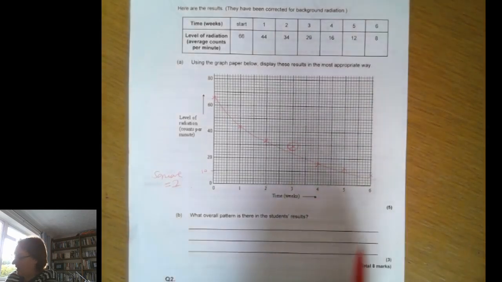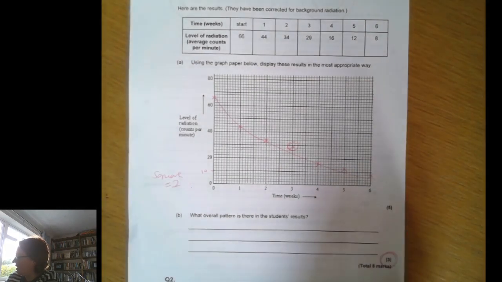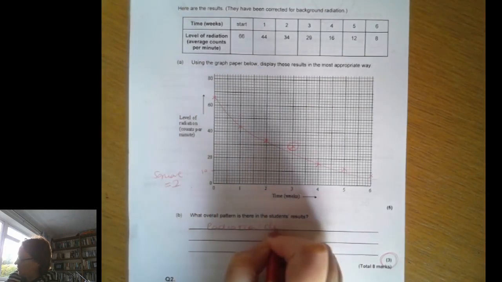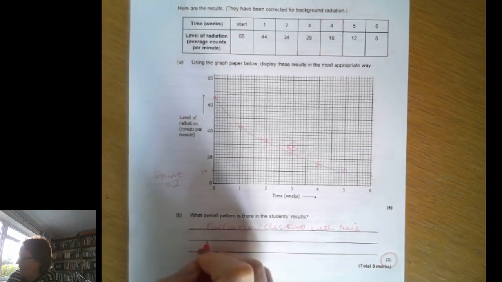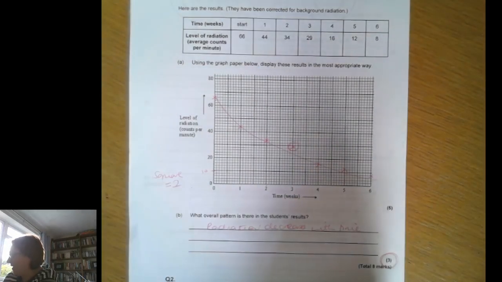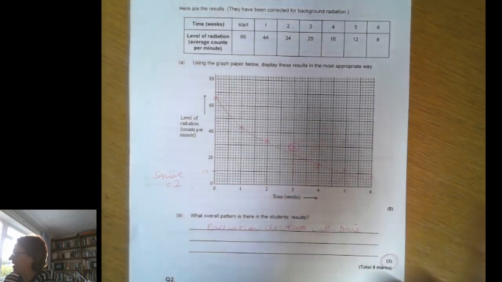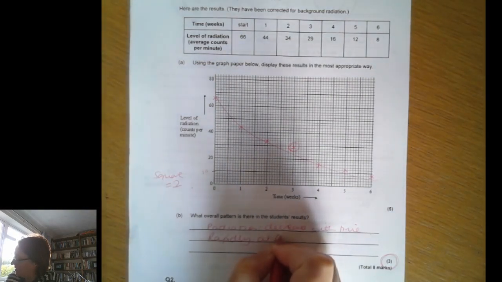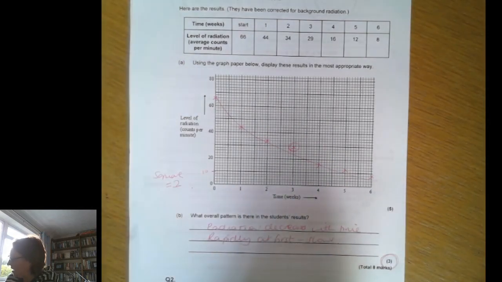So the next question is, what overall pattern is there in the student results? And that's worth 3 marks. So for my first mark, I would say that radiation decreases with time. That's my simple first mark. Then for the next mark, I'm going to describe that pattern a little bit more closely. So I'm going to say that it's decreasing rapidly at first, and then it slows down. There's my second mark. And for a third mark, I'm going to say something about the half-life.